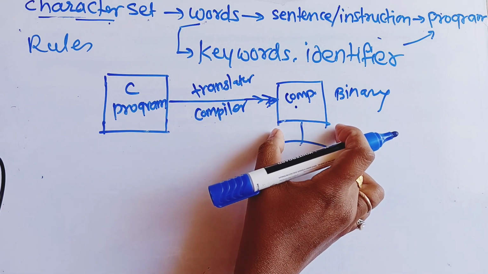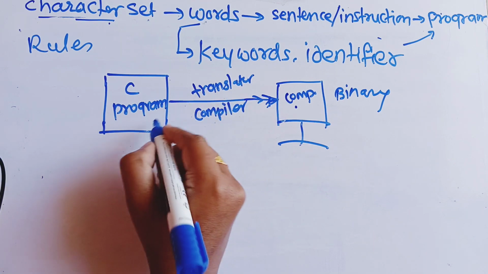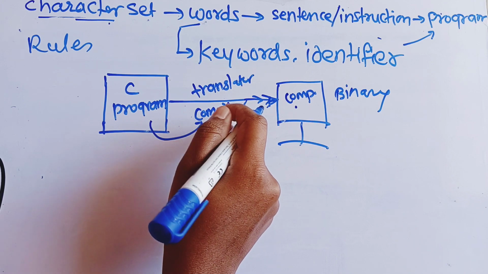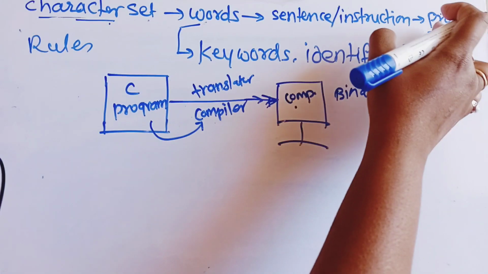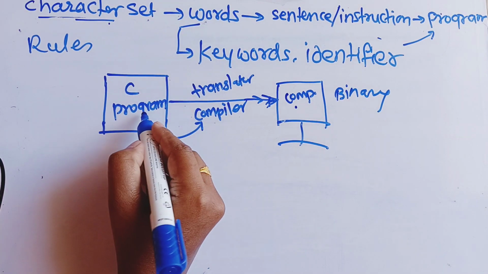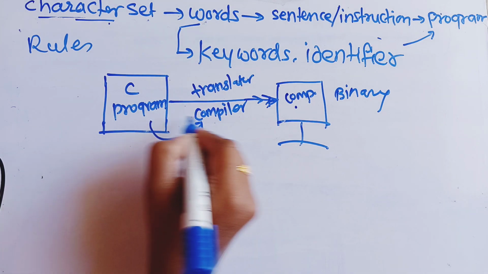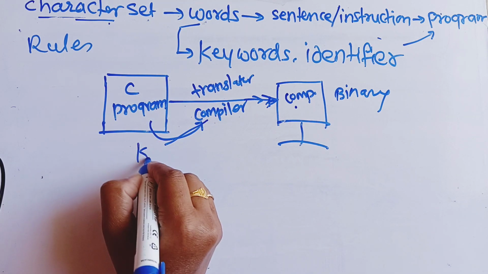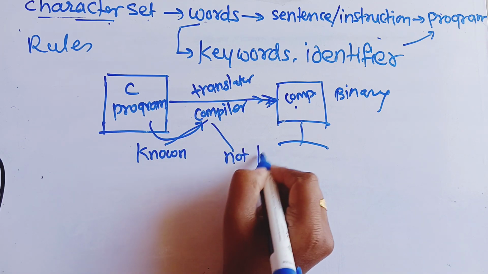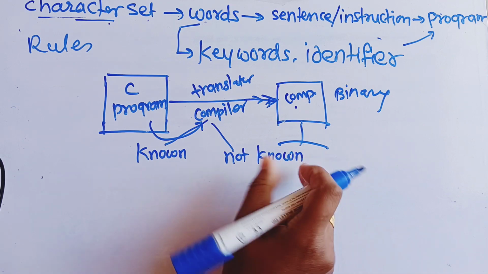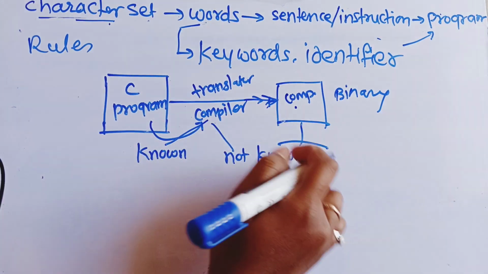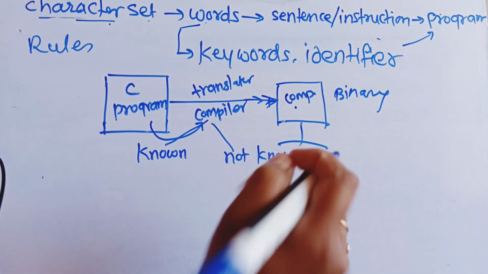Now in order to convert it into binary, first of all the compiler should understand the C program. And what is a C program? A C program is a collection of statements. And what are statements? A collection of words. So we write words. There are a few words which are known to the compiler, and there are a few words which are not known to the compiler. So it is our duty to inform the compiler about these words. I will define these words, and then we can say that these are the words that I am going to use in my program.